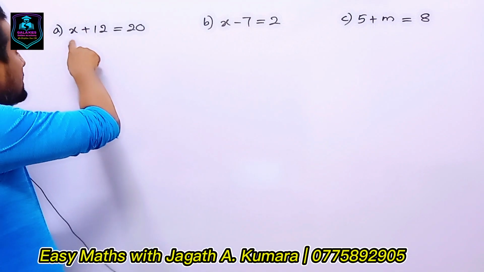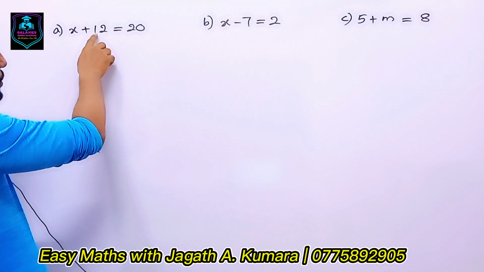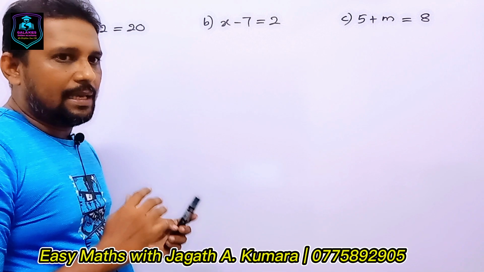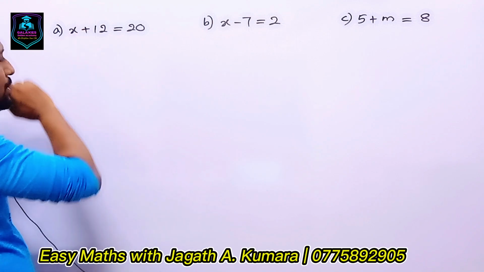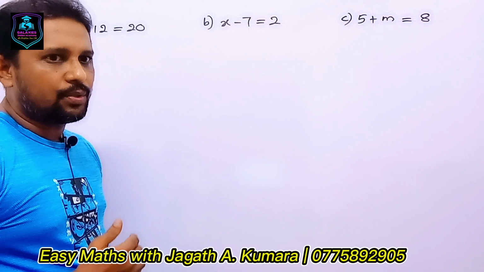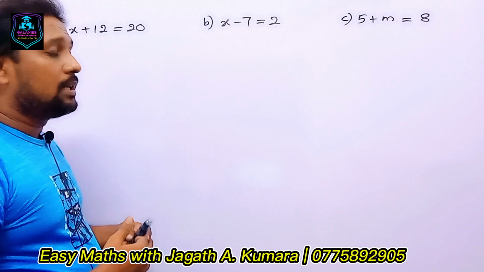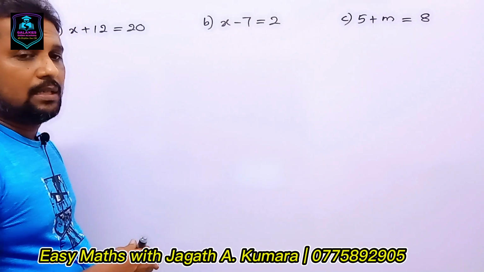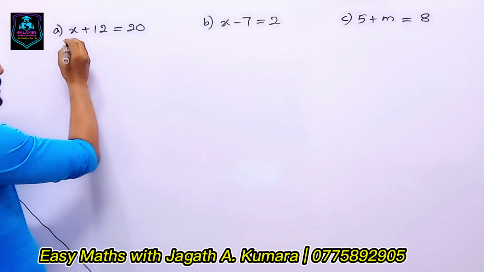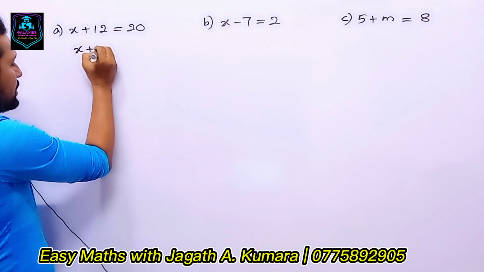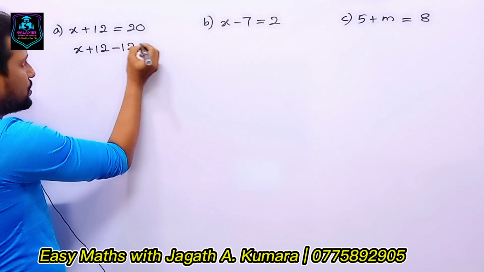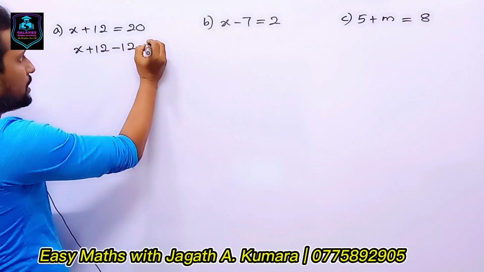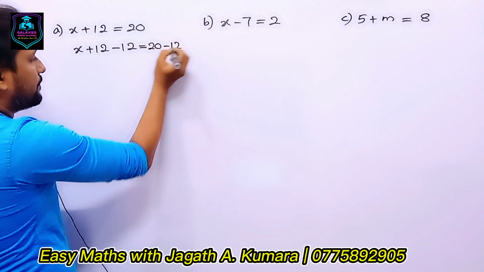Right, then what you have to do? X is on this side. You can also see another term on this side, 12. 12 connects with x with the addition operation. So you have to do the opposite mathematical operation of addition to remove 12. What is the opposite mathematical operation? It is subtraction. So on this side you put minus 12 to balance the equation. On the other side you also have to put minus 12.